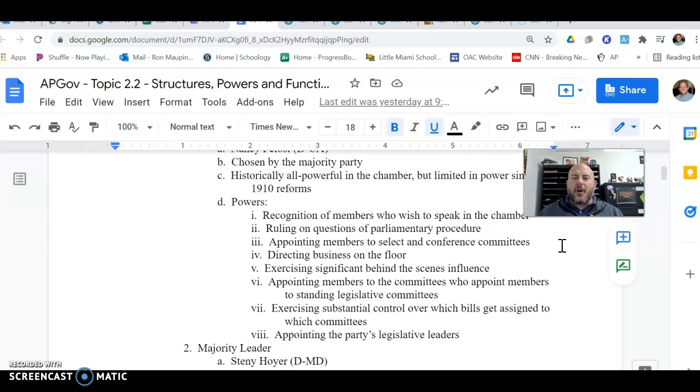Any questions about parliamentary procedure, in other words, any questions about the rules of how to operate in the House, that is ultimately determined by the Speaker.